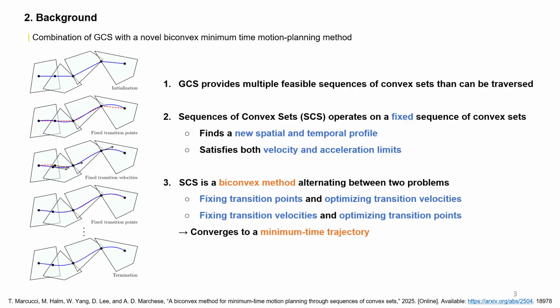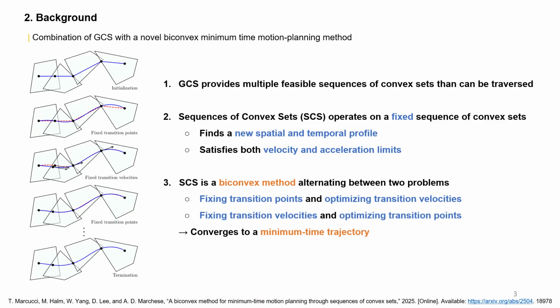Once we have a feasible sequence of convex sets from GCS trajectory optimization, the question becomes how to turn the sequence into a minimum time trajectory while satisfying acceleration limits. SCS operates directly on this fixed sequence. It searches for a new spatial and temporal profile while enforcing both velocity and acceleration limits.